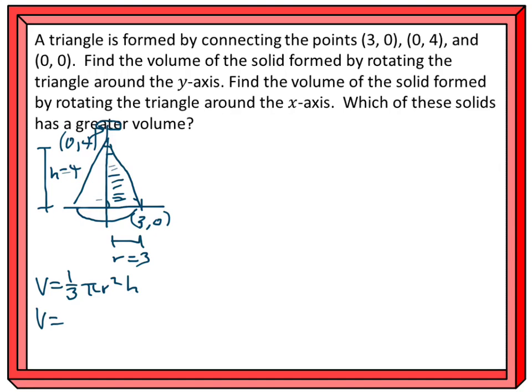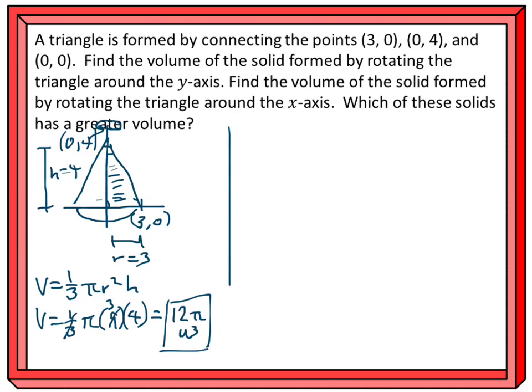So the volume is going to be 1/3 times pi. My radius here is 3, 3 squared is 9. Let's put it right in there. And the height is 4. Rather than just multiply this all out, I can go ahead and take 1/3 of 9, and that's 3. So if I multiply this, I get 12 pi units cubed, or cubic units. So that's the volume of the cone that's generated whenever we rotate it around the y-axis.